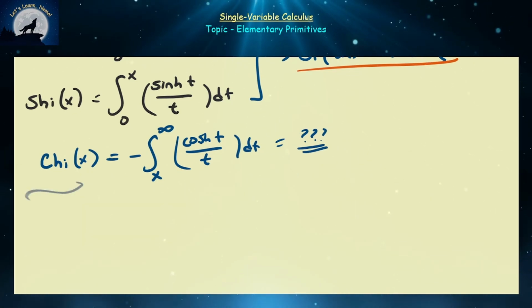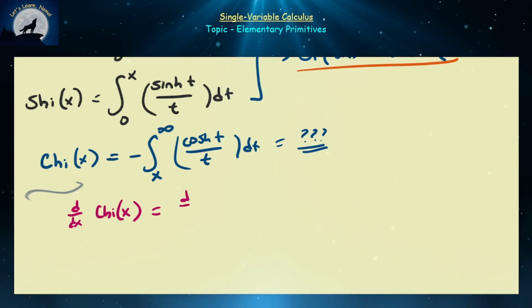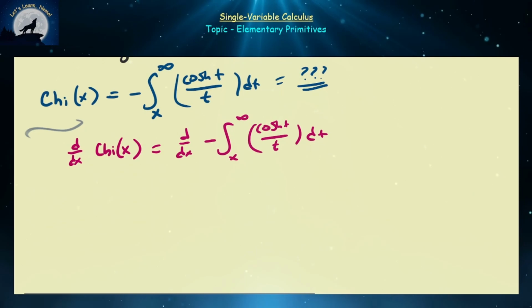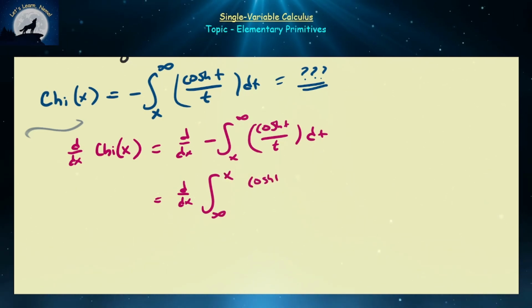Now, what do we get from introducing these functions? Well, I can ask you some basic questions. What is the derivative of the hyperbolic cosine integral function? And you're going to be like, oh, well, that's just the derivative of the negative integral from x to infinity of hyperbolic cosine of t over t dt. And you can be like, oh, that negative will flip those bounds, so I can write that as the derivative of the integral from infinity to x of hyperbolic cosine of t over t dt.